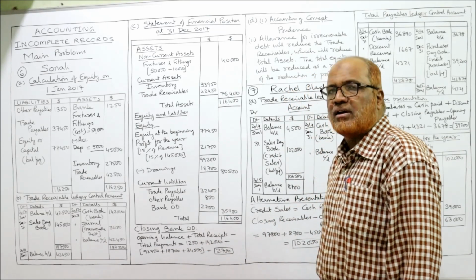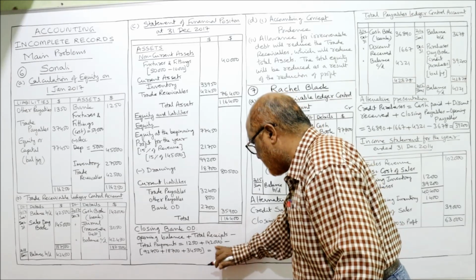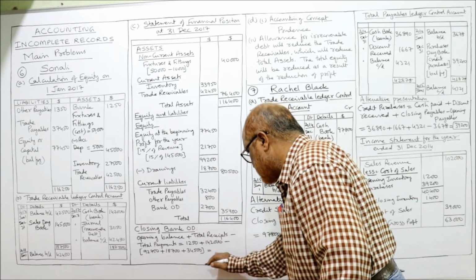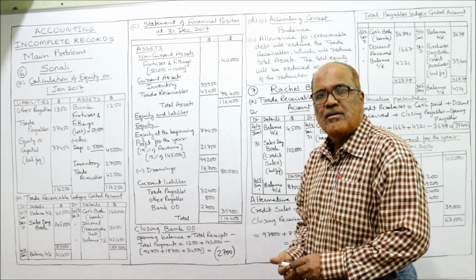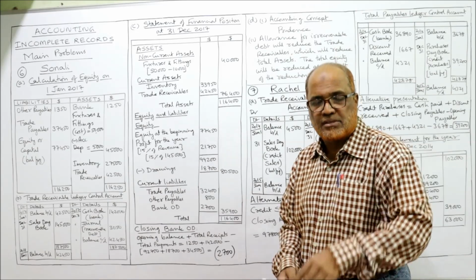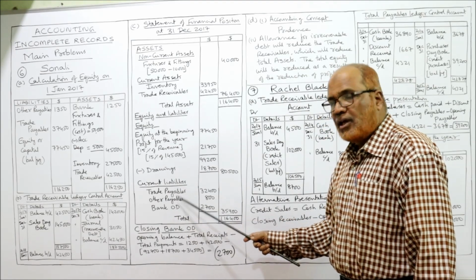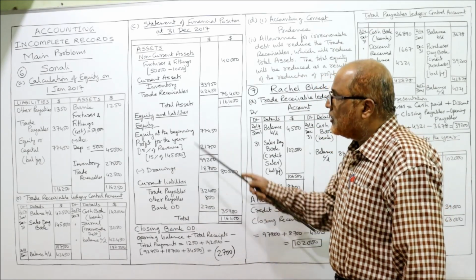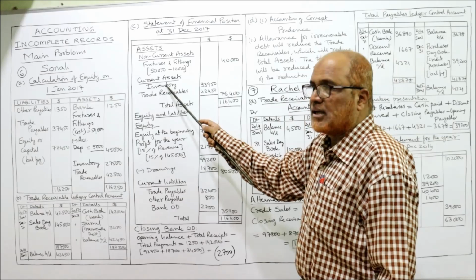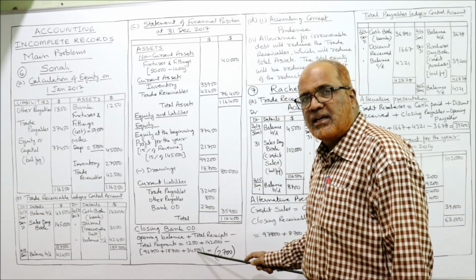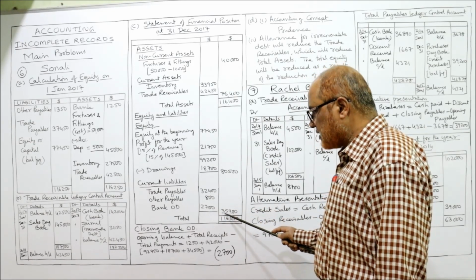You will get a minus figure, 2,700 negative. The bank balance is coming in negative terms. That's why I am writing overdraft, and overdraft will be taken under liabilities. If you get a positive value, you will take it as bank balance under current assets. If the closing bank balance is negative, it is a bank overdraft. So bank overdraft 2,700. So the total of these three is 35,900.